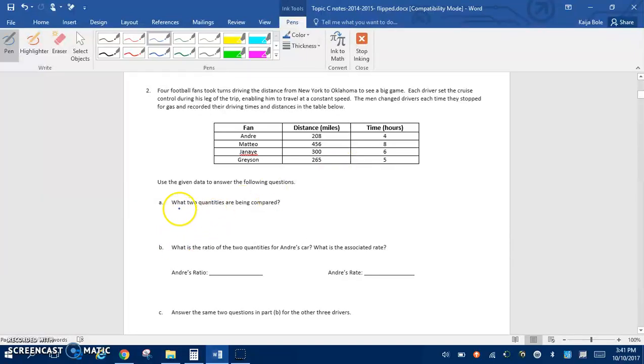Alright, part A says what two quantities are being compared. If we look at our table, we are comparing distance, which is miles, and time, which is hours. Alright, part B says what is the ratio of the two quantities for Andre's car? What is the associated ratio? Alright, or the associated rate.